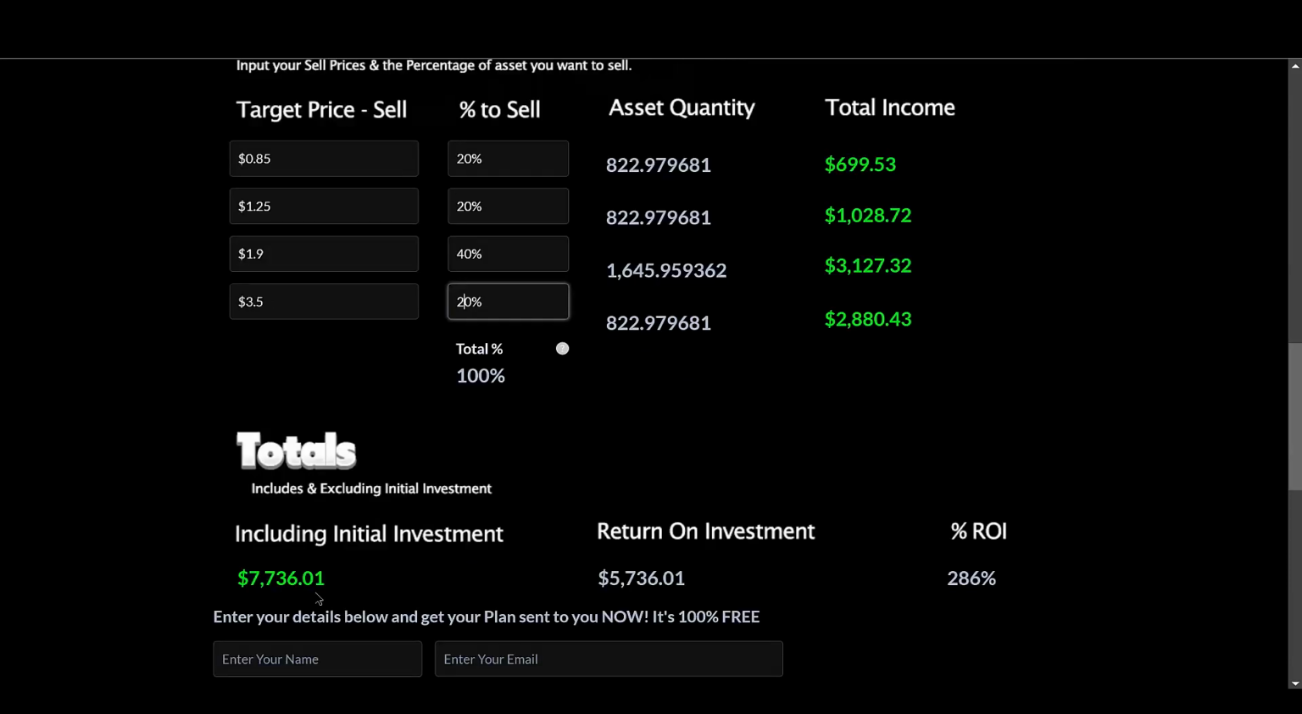Our total for this scenario would be just over 7.5, 7.7. That's including your initial investment. So without your initial investment, you've put like 5.7 in your pocket. Percentage wise, it's a 286% return on investment. Okay, so that's what I would call really being conservative.